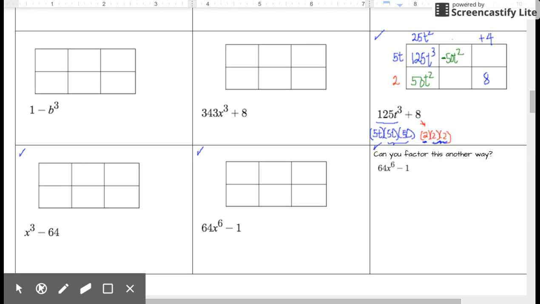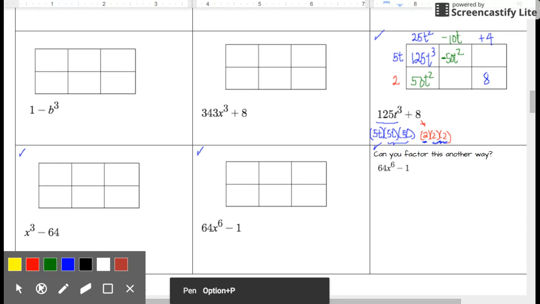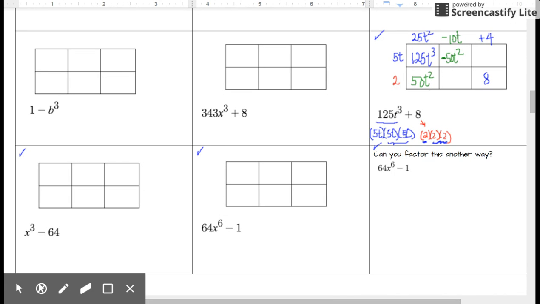And so now, if this is negative 50t squared, we can figure out the middle term. So what do you multiply to 5t to get negative 50t squared? We know that it's going to be negative 10t. And then we just need to figure out if this will really give us a product of 125t cubed plus 8. So we complete the table, we complete the box. And so let's do 2 times negative 10t, that's going to be negative 20t. And then 4 times 5t is positive 20t, and they will cancel each other. Therefore, the sum is 125t cubed plus 8.